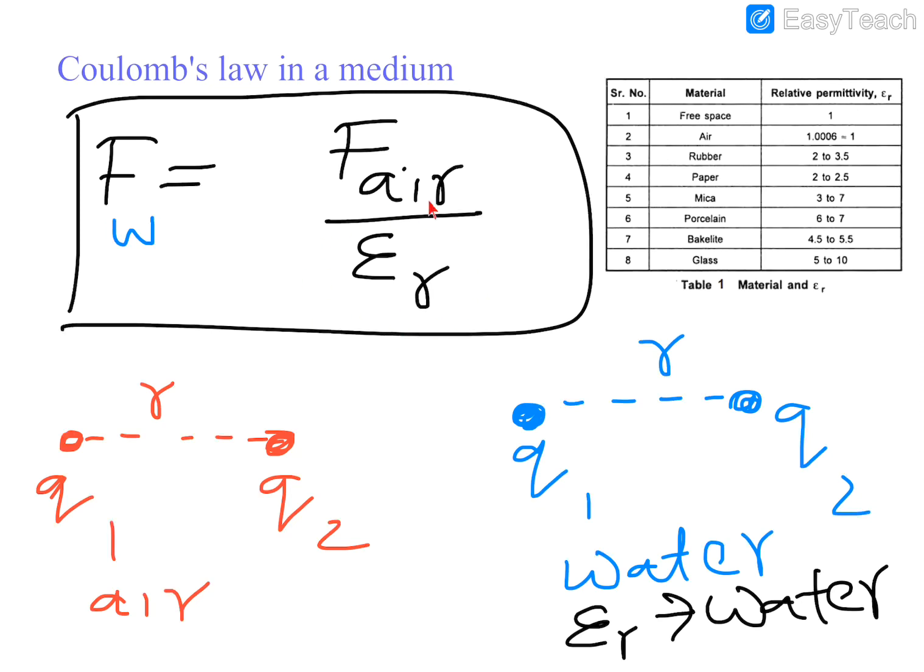If the medium has maximum epsilon r, then the force in that medium will be minimum compared with the force in air. So this is about Coulomb's law. Now in the next lecture I will discuss Coulomb's law in vector form and then solving numericals. So from now onwards the classes will become more mathematical and numericals will come.